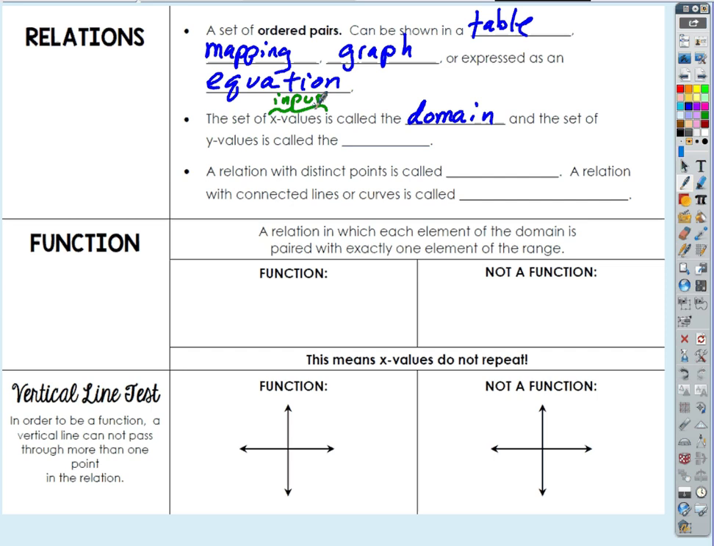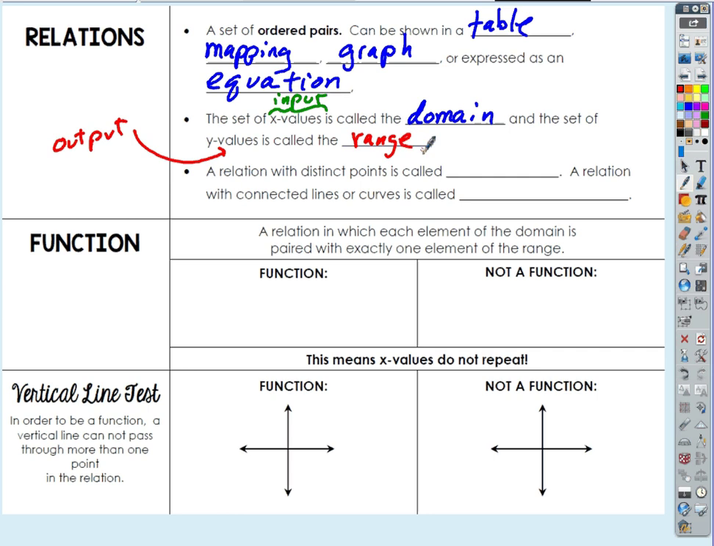Okay, what about the set of y values, where those are the outputs? There you go, good. So it doesn't have to be y. It could be other stuff too, right? But whatever the output is, that's what we call the range.